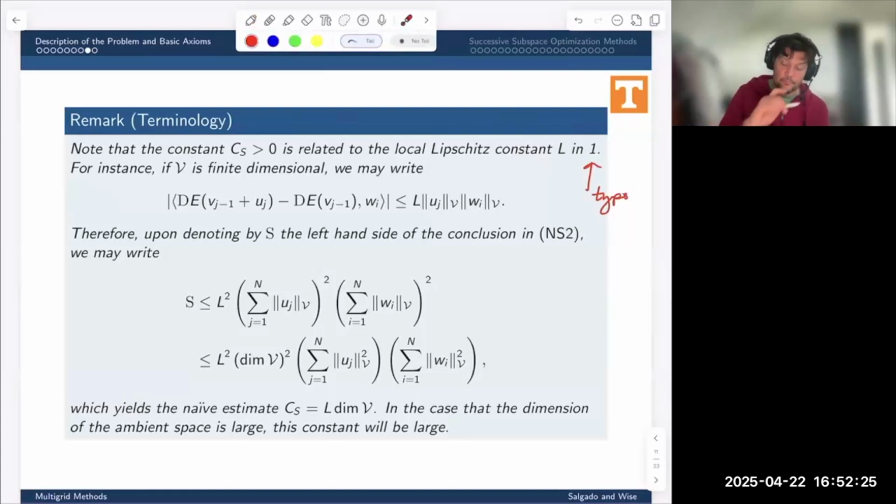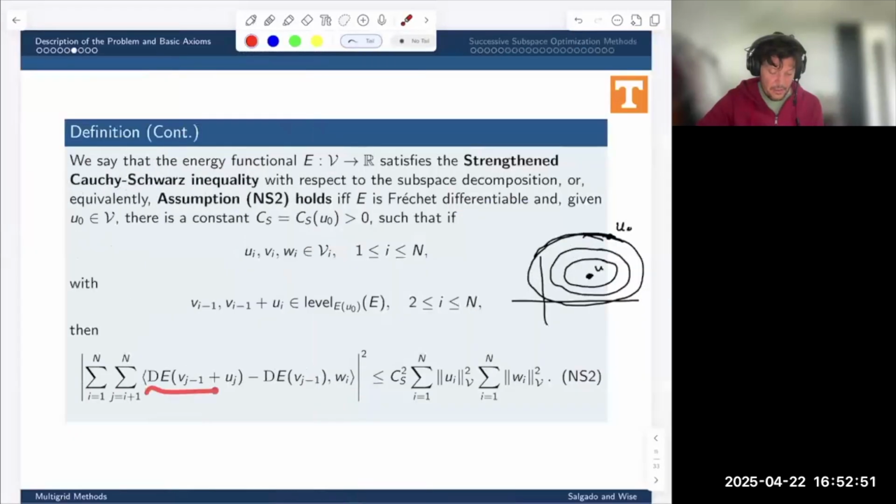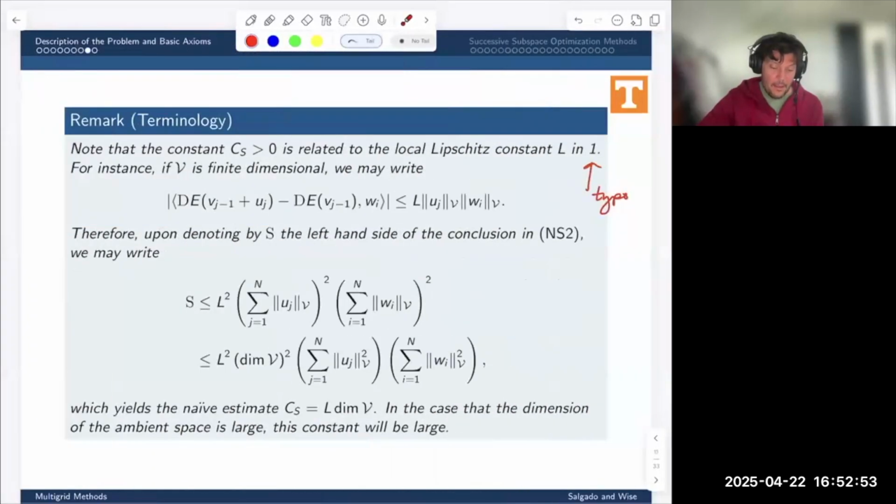I think this should say E. Well, I don't remember what it's referring to, but I'll have to fix this typo here. Okay, but in any case, suppose that you have a locally Lipschitz energy with Lipschitz constant L in B, then we can estimate this piece that appears in here using the local Lipschitz smoothness.